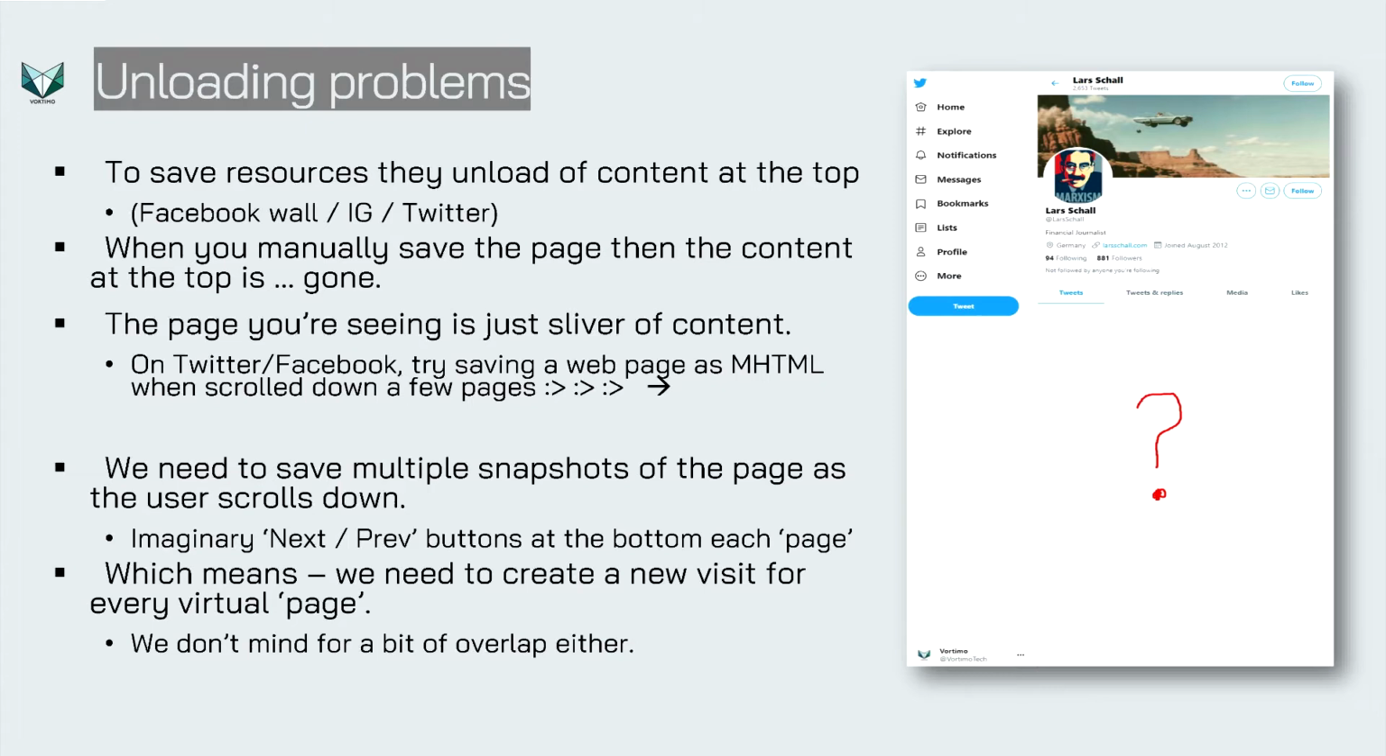So let's look at unloading. In order to save resources, infinite scrollers basically unload the stuff that sits at the top, right? So you see this on things like Facebook, Instagram, Twitter, and you can even see it if you manually save the page. If you manually save a page, and you've been scrolled down a lot, then the content that's at the top is not there anymore.